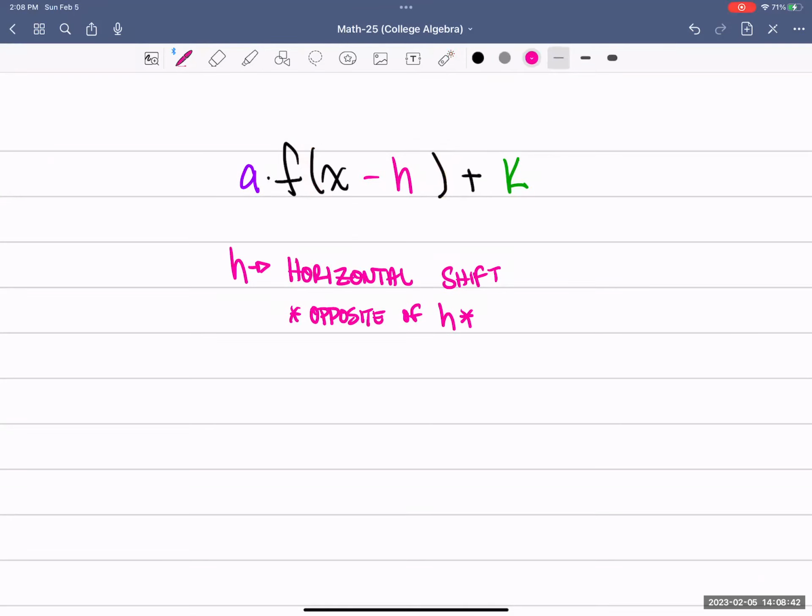Next, we talked about K. We said that K is our vertical shift. So we're just taking whatever value K is and shifting it either up when it's positive or down when it's negative. So vertical shift moves it up and down.